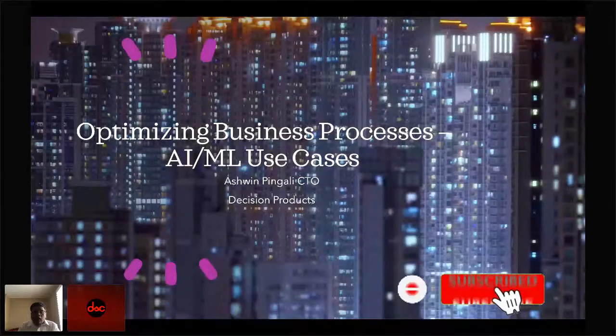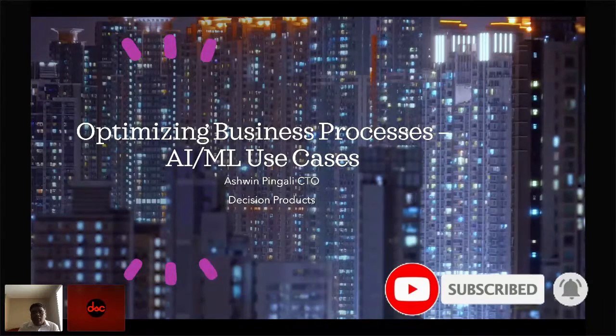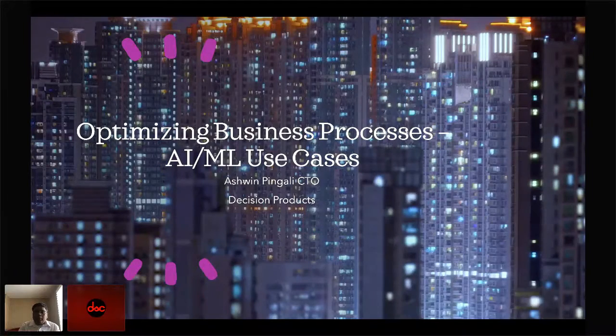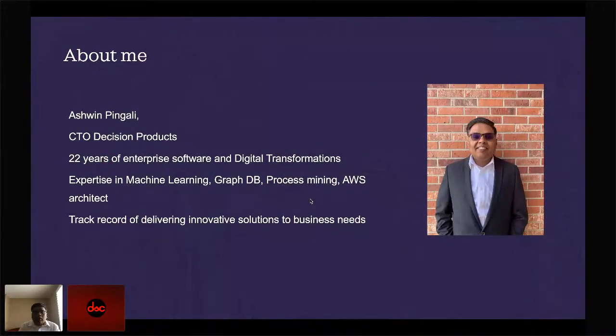Okay. The topic for today is optimizing business processes and how we integrate AI and ML into any business process. My name is Ashwin Pingali. I'm the CTO of Decision Products.